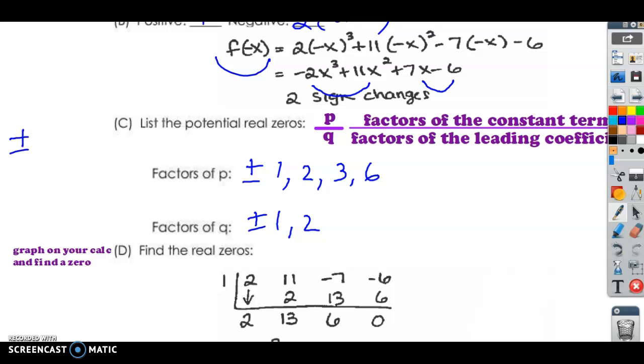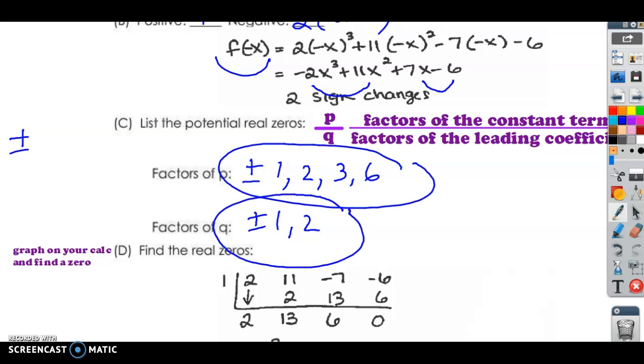Plus or minus. So we're going to take all these numbers and put them over these numbers. Now, if you put all those numbers over 1 or plus or minus 1, you're just going to get the same thing, right? So 1 plus or minus 2, right? Plus or minus 1, 2, 3, and 6, okay? Now I have to take all those numbers and put them over 2.